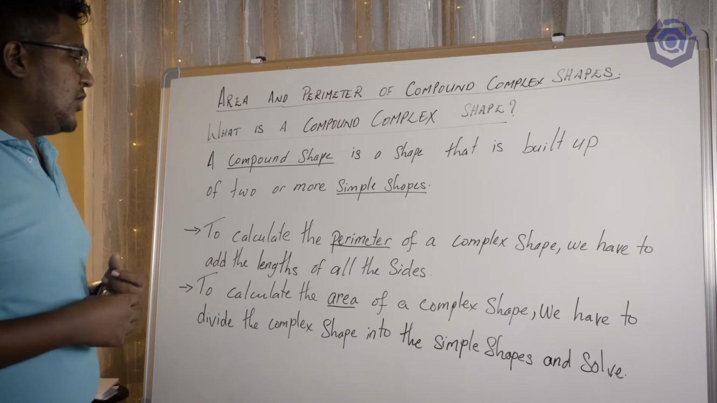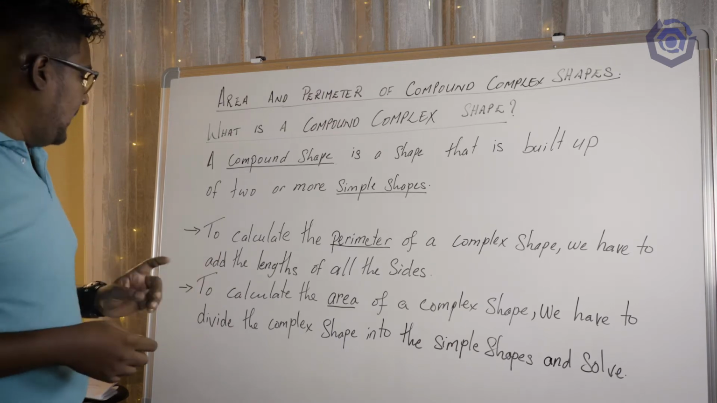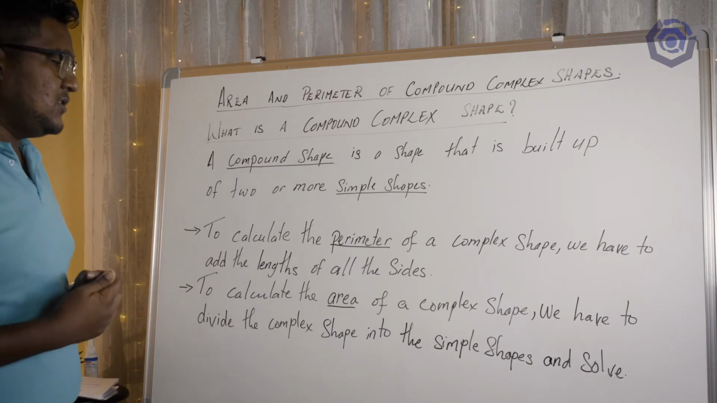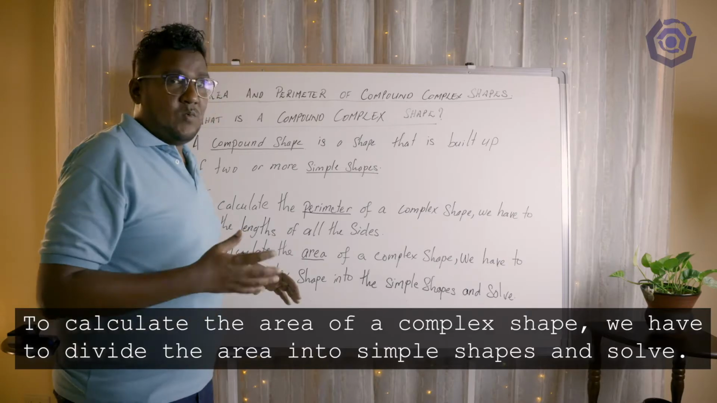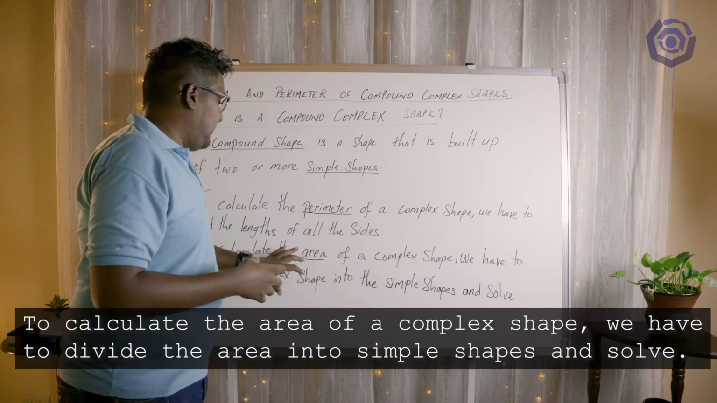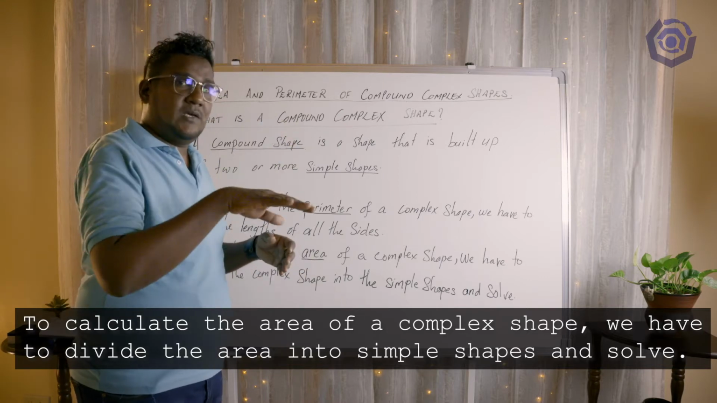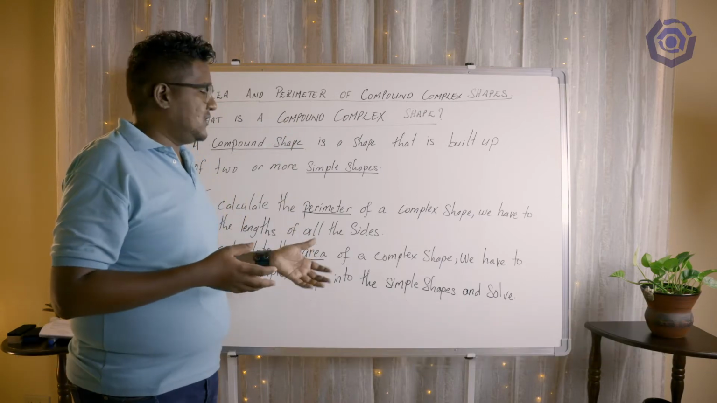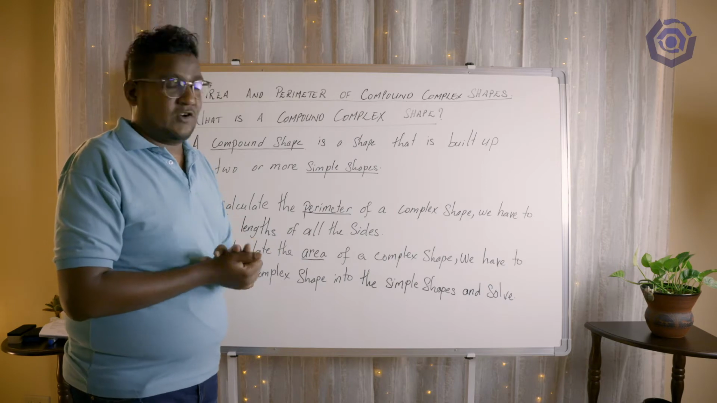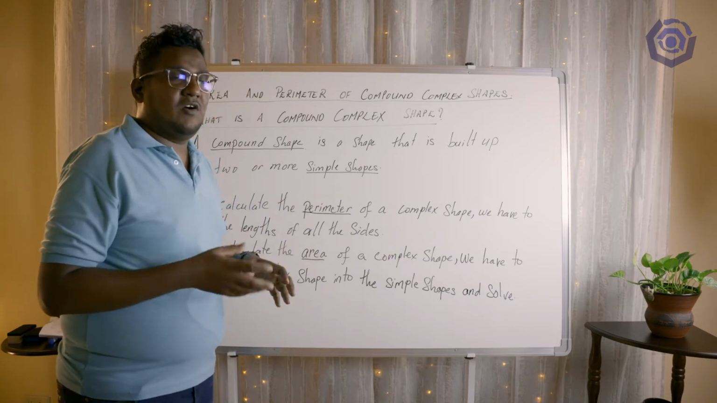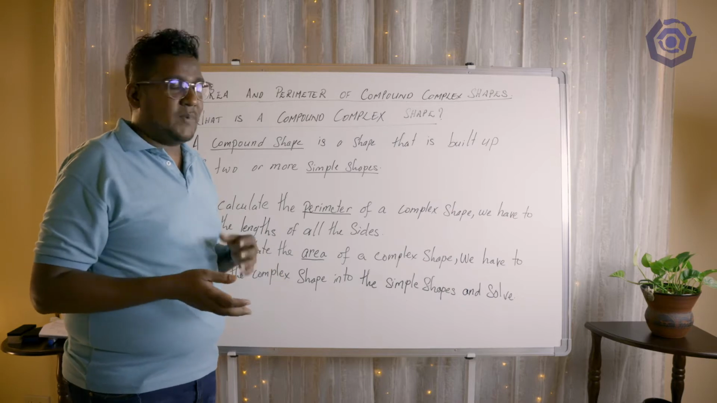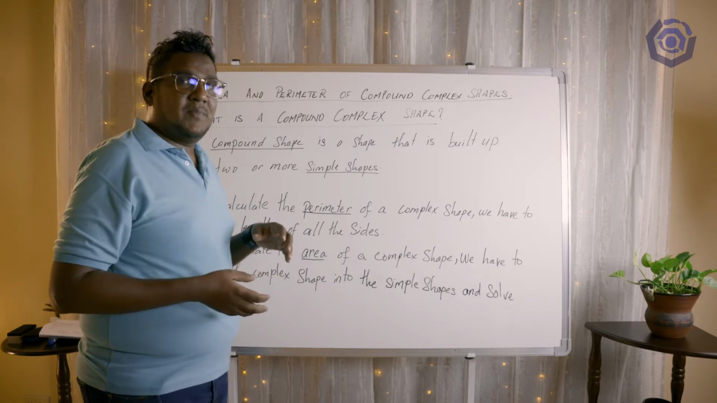And to calculate the area of a complex shape, we have to divide the complex shape into simple shapes and solve. Again, there is more than one simple shape, so we just divide up the entire complex shape into smaller shapes and then solve for whatever they're asking for, whether it's the area of the general shape or the area of a shaded portion of the shape, which we will look at in the examples as we go ahead.